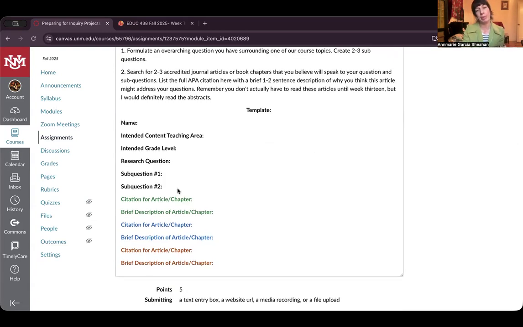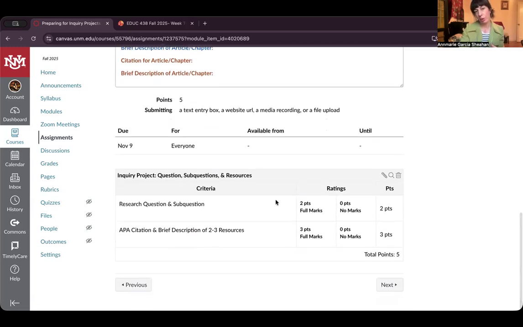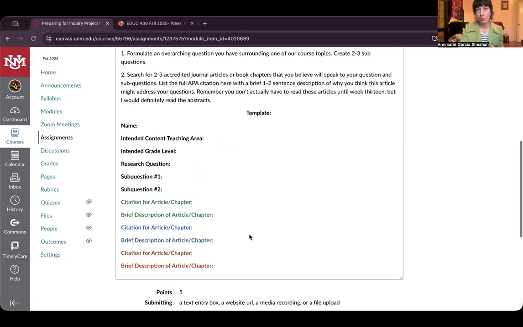Then I just have a little template here for you for submitting this, okay? This is only 5 points. This is a check-in. This is so I, next Monday, can open this up and say, okay, your research question is looking pretty solid. Your sub-questions relate and extend your research question. And the articles and chapters that you found really do seem to speak to this, okay? And then of course, the little mini rubrics there.